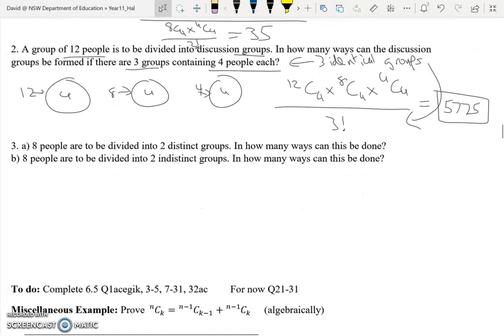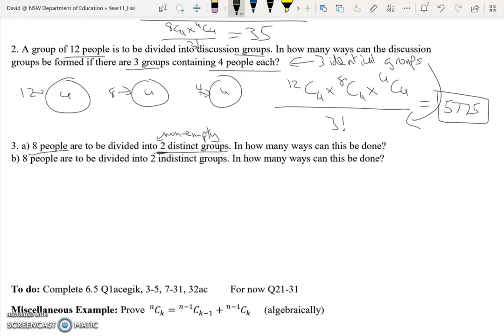Okay, next question. We've got 8 people divided into 2 distinct groups. Now it doesn't say that they're equal groups, but it does say that they're 2 groups, which means that you can't have 0. Because if you've got 0 in one, you don't actually have 2 groups. You've only got 1 group. Also, one group can't be full because then the other group has to be 0. So this means non-empty. No 0 members. In how many ways can this be done?